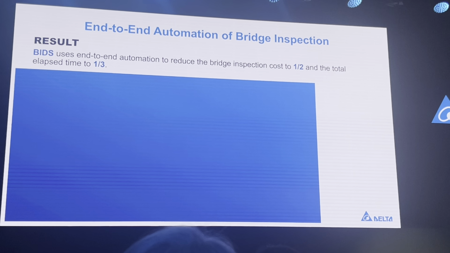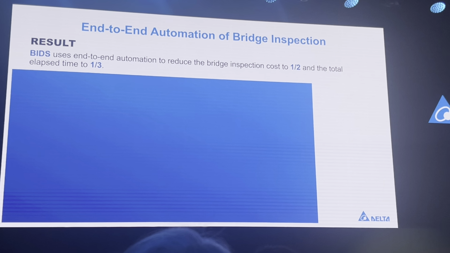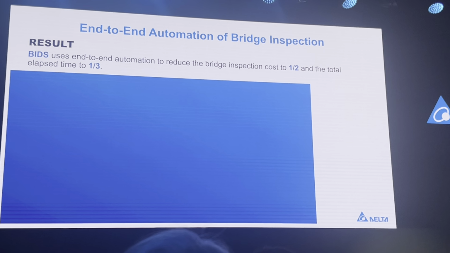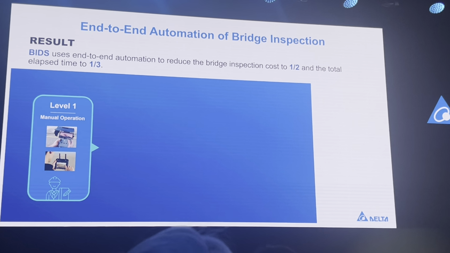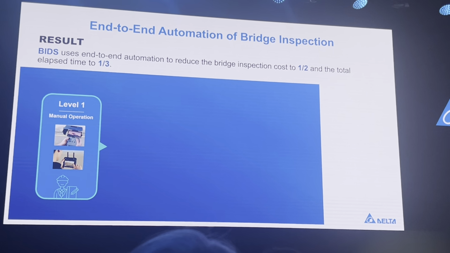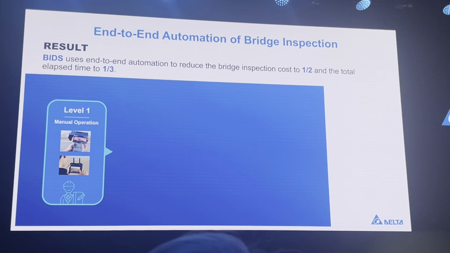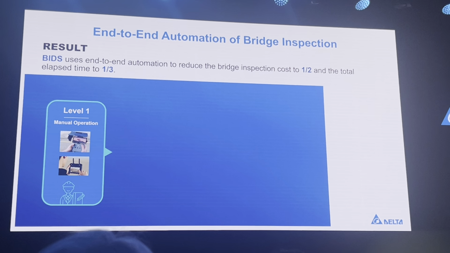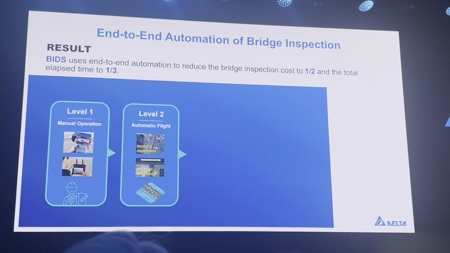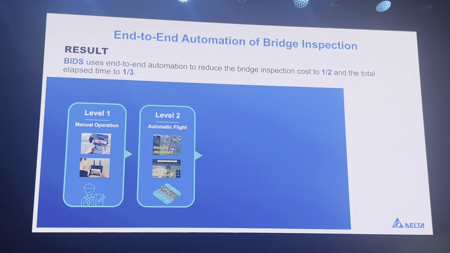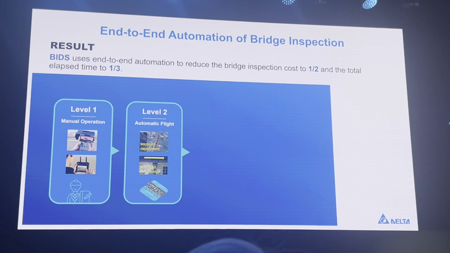The degree of automation of existing drone-based bridge inspection systems can be classified into 4 levels, if you wish. Level 1, zero automation. Everything is done manually. That's almost like today. Most, if not all, of the drone-based inspection systems work like this. Level 2 automates the steps of computing the inspection flight paths and flying the drone along the path. So it automates these two tasks.